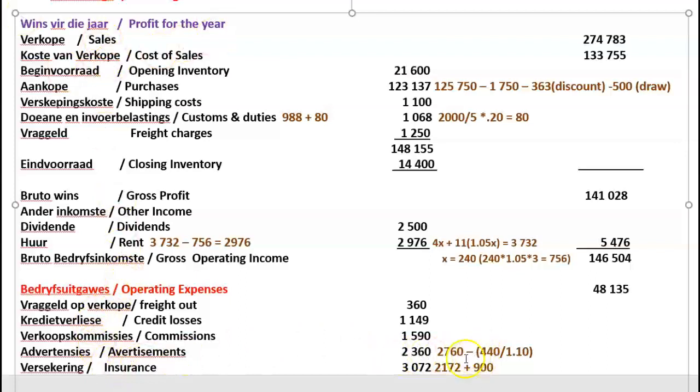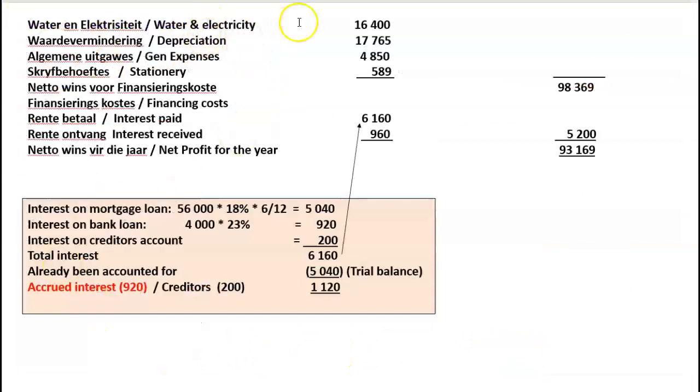Insurance is with our adjustment entries. Advertisement is with our adjustment entries. There's nothing that happened there. Here's our interest. Our interest was for the 200 Rand of the creditors, as well as our interest on that bank loan that we also had to add. And here was our interest received, and that was the whole income statement.